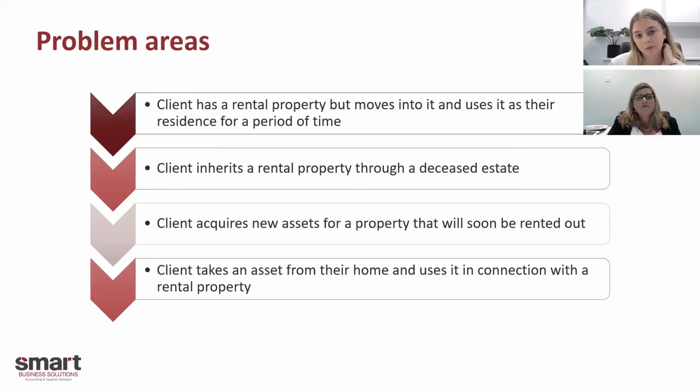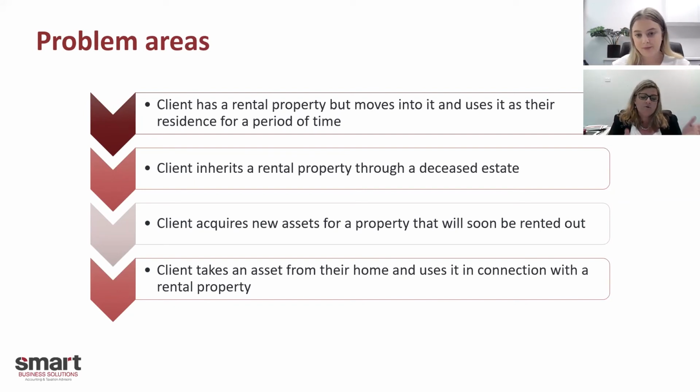So where we're seeing some of the problem areas is that you have a rental property, move into it, use it as your main residence for a period of time, and then start using it to rent again. No depreciation. Client inherits a rental property through a deceased estate post July 2017. No depreciation. You acquire new assets for a property that will soon be rented out.